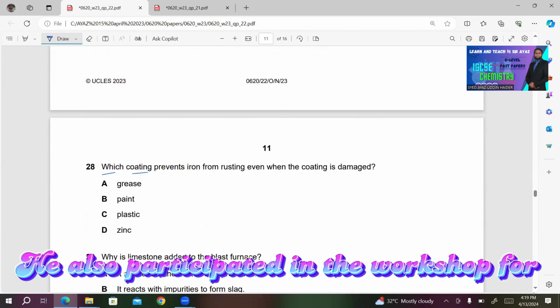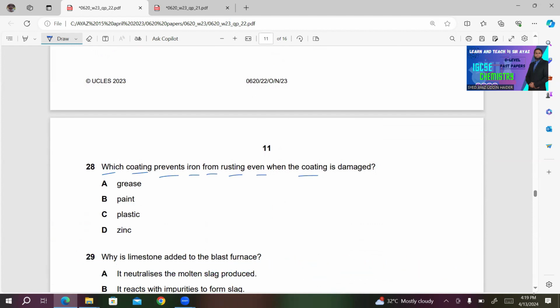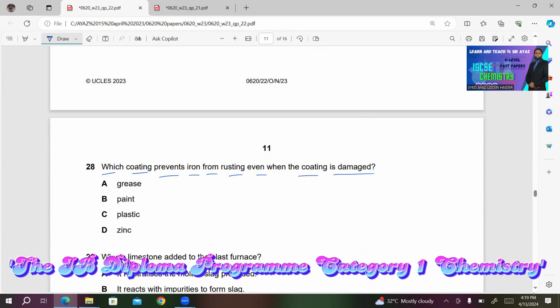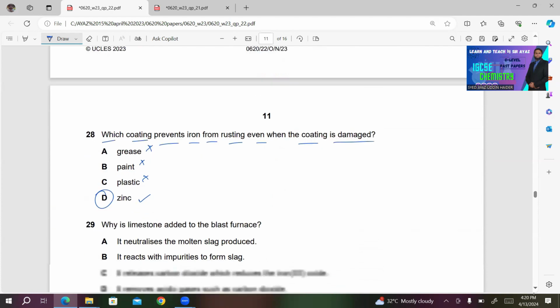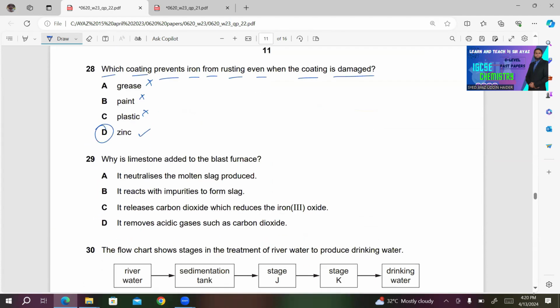28. Which coating prevents iron from rusting even when the coating is damaged? It must be zinc coating. So D is the right answer in this case, because if the coating of grease, paint, or plastic is damaged, iron starts rusting. Zinc is the only one which reacts in preference to iron.